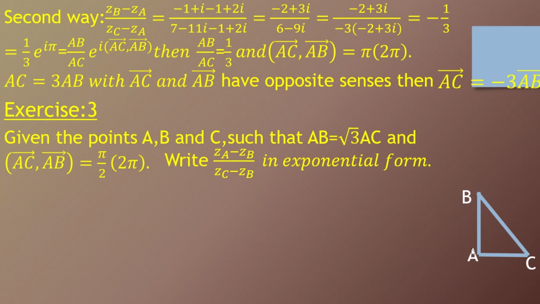So this is the figure. The angle between AC and AB is pi by 2, 90 degrees. AB equals radical 3 AC.